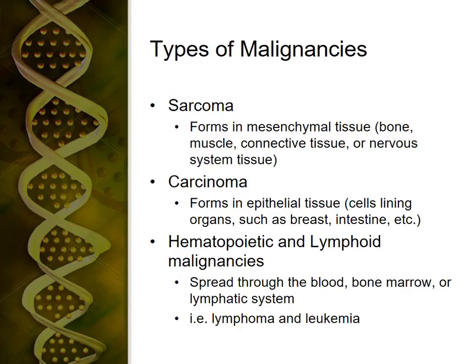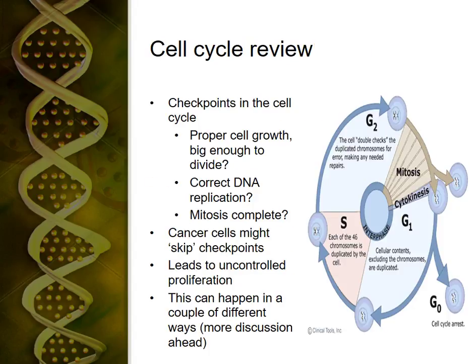So, types of malignancy: sarcoma is a malignancy of mesenchymal tissue, like bone, muscle, connective tissue, and nervous system. Carcinoma arises from epithelial cells that line organs such as breast and intestines. And then hematopoietic and lymphoid malignancies spread through the blood and bone marrow, such as lymphoma and leukemia.